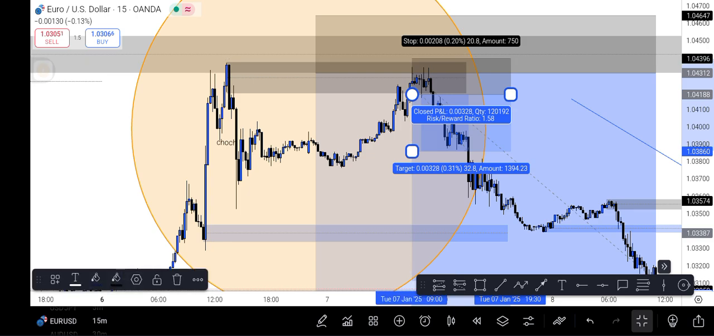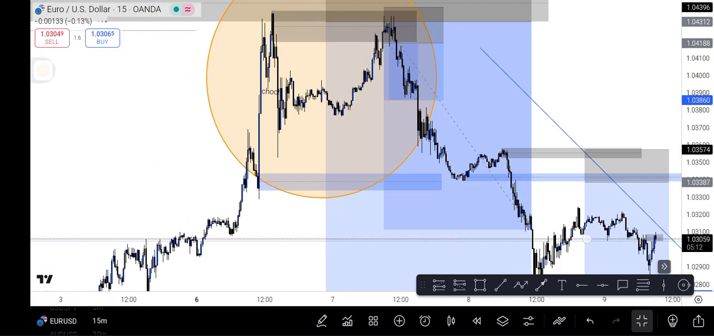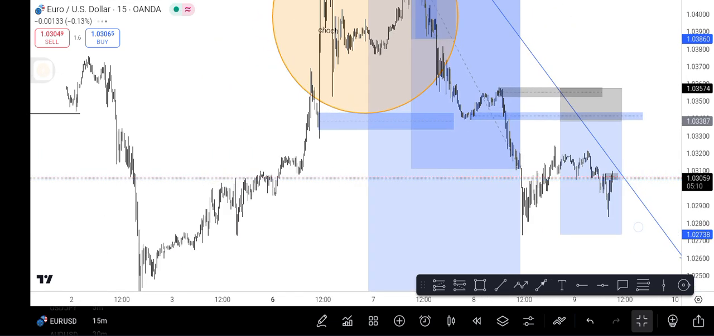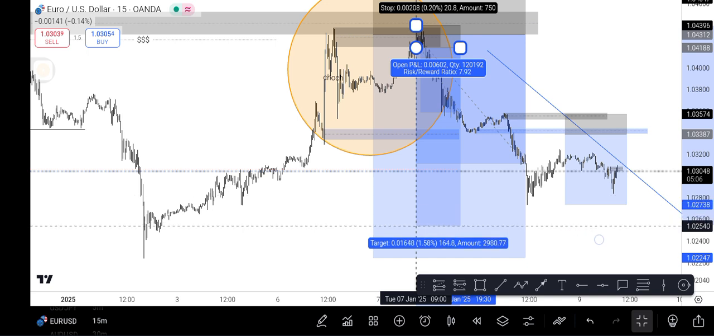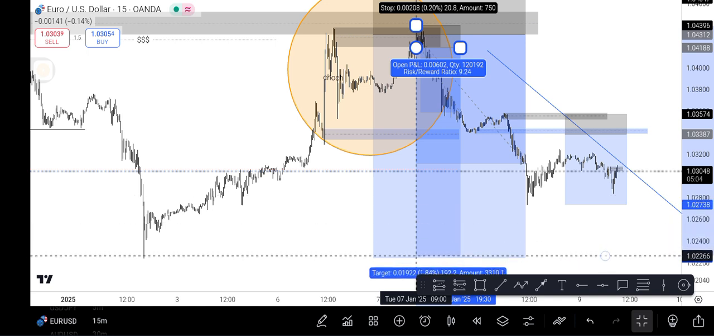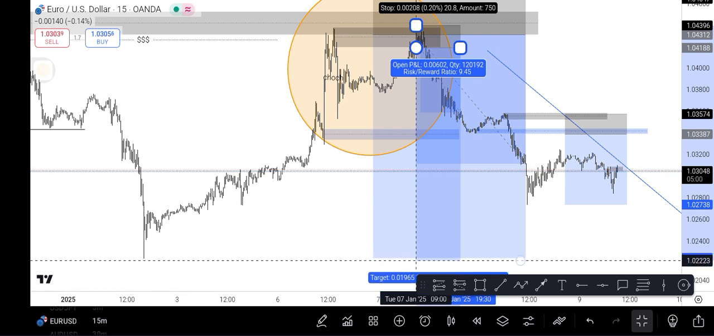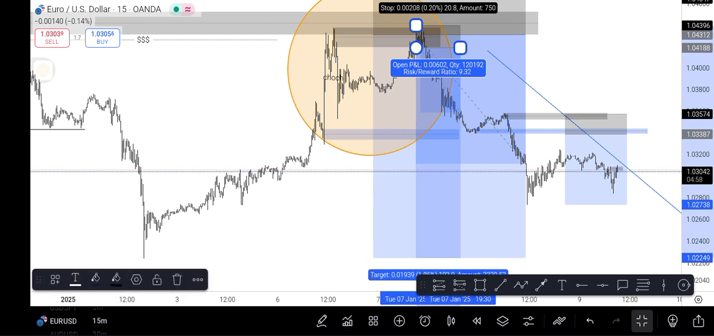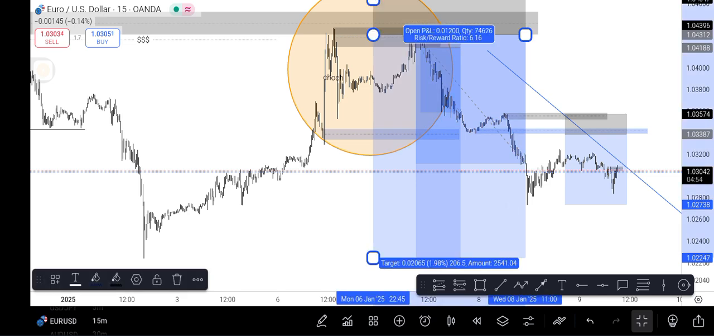My stop loss will be above the supply zone, and if I draw this to my target, you can see that I'm going to be getting a risk to reward of 1 to 9. It's not even at the target yet. However, look at the original risk entry. It's 1 to 6. So you can see the difference.